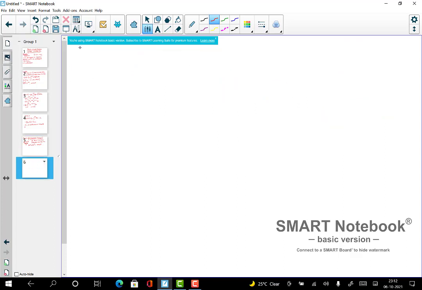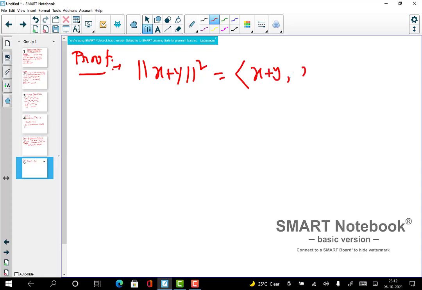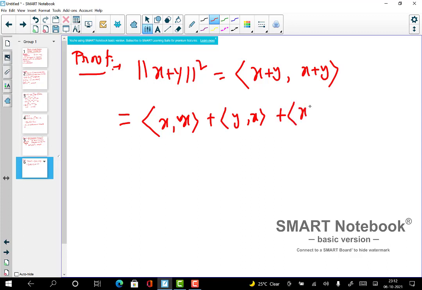The proof is not difficult, it is rather simple, so let me write it down quickly. We start with the norm of x plus y square, and by definition this is the inner product of x plus y comma x plus y. Now we'll use the properties of the inner product, that gives you the inner product of x with x, and then y with x, and then x with y, and then the inner product of y with y, right?